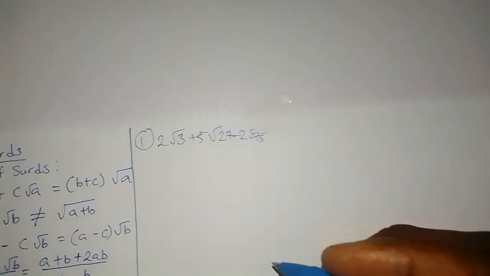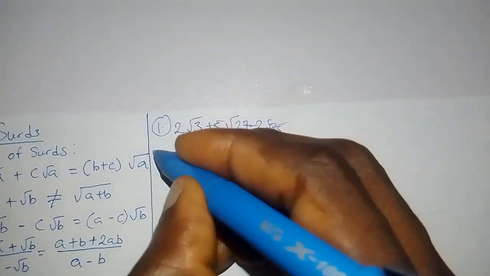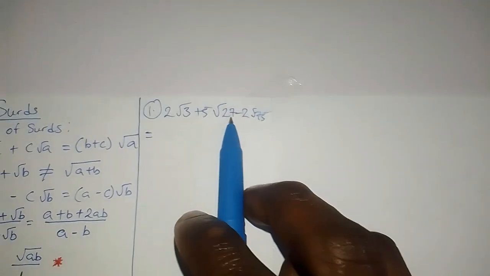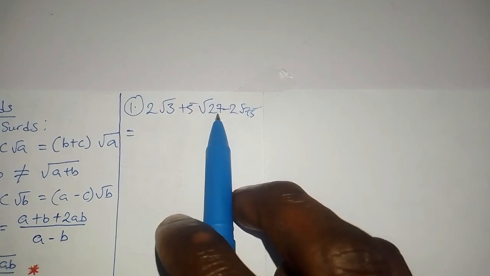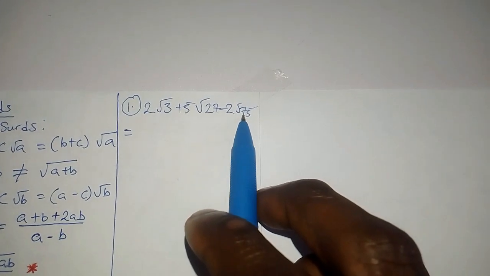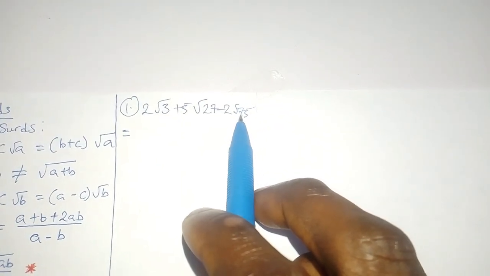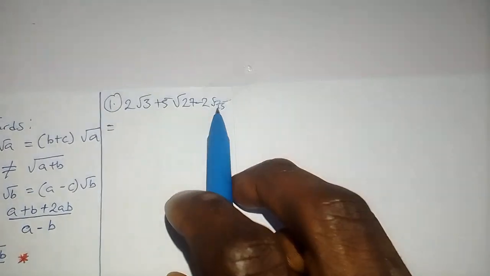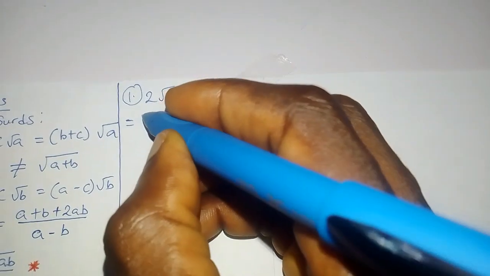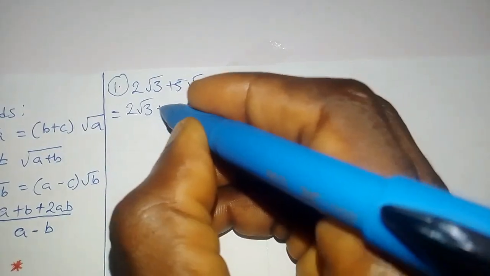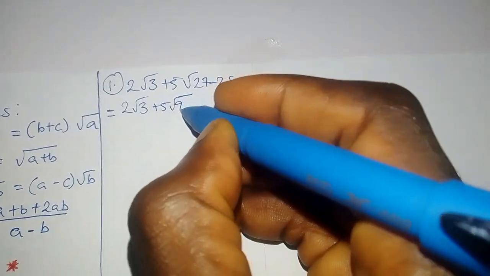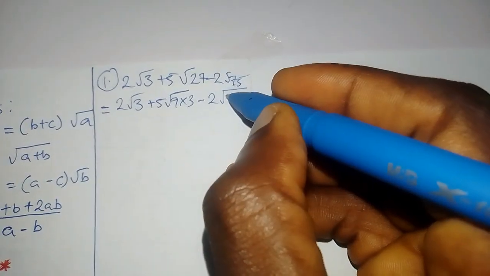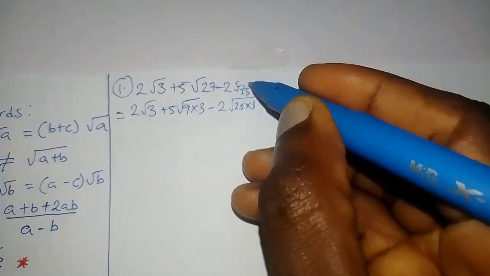I can actually use the rules of surds to solve this. The first thing I'll notice is that I can make everything to be in root 3, because this 27 here is the same thing as 9 times 3, and also 75 is 25 times 3. So I can write it as 2 root 3 plus 5 root 9 times 3, which is 27, minus 2 root 25 times 3, which is 75.